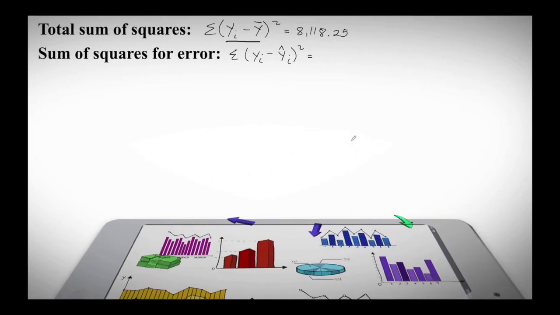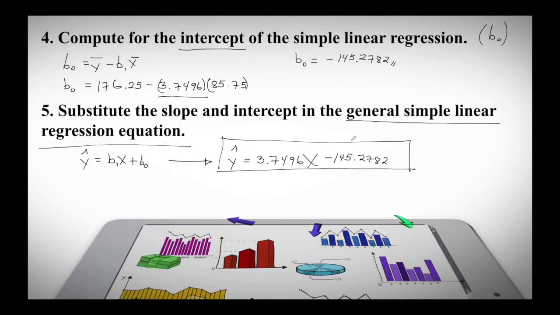Na-solve na natin kanina. Ang y hat natin, sabi natin dito, let's go to our previous PowerPoint presentation. Ito, y hat is equals to 3.7496 x minus 145.2782. Or simply, ito yung model natin. Again, what model? General Simple Linear Regression Equation. Meaning to say, let's have all the values of the x muna as substitute dito para makuha natin ang value ng y hat natin. So, let's go to our Excel ulit.